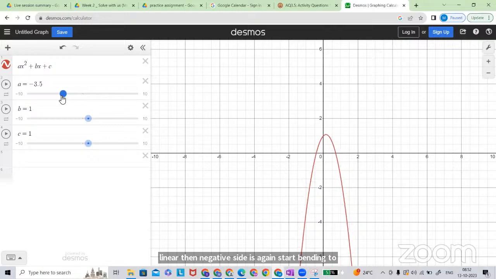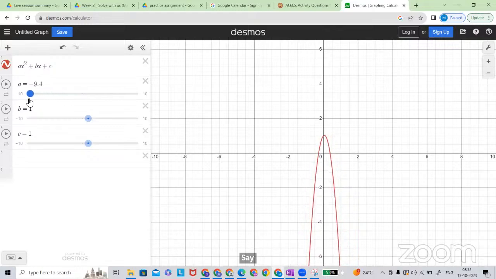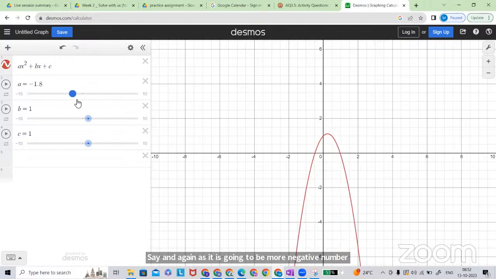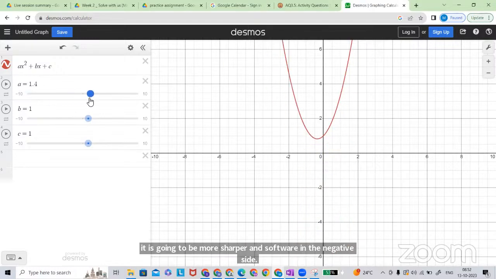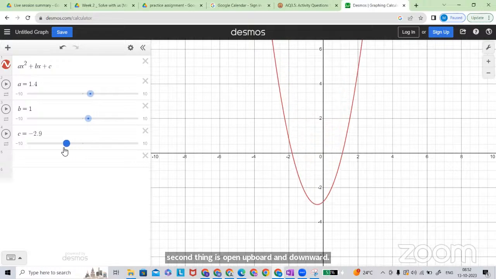As it becomes a more negative number, it becomes sharper and sharper on the negative side. So this is the effect. There are two effects. It becomes more sensitive, so it is sensitizing, and the second thing is that it opens upward or downward. C is actually shifting. See that it is shifting.